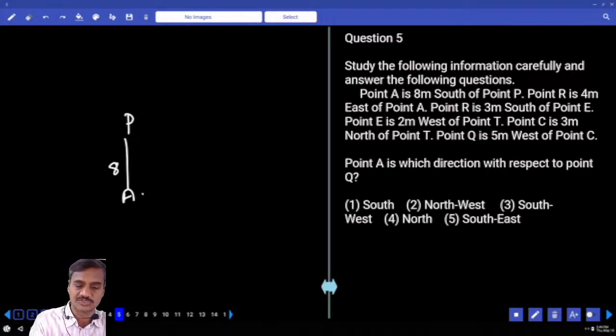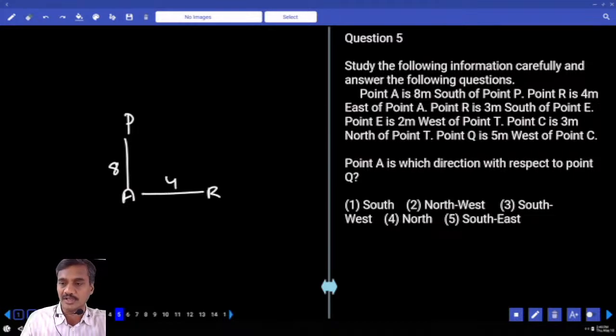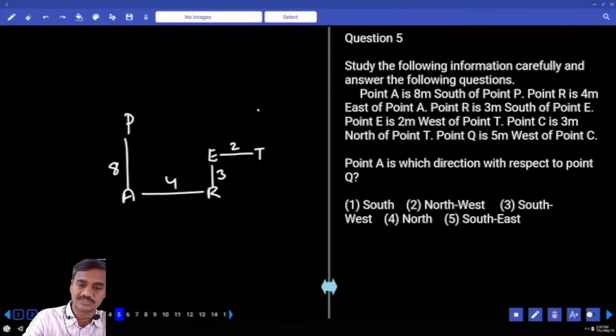R is 4 meters to the east of P. This is R, which is 4 meters to the east of P. And R is 3 meters to the south of P. This is E, and the distance between these 2 is 3 meters. E is 2 meters to the west of P. From here, E is 2 meters to the west of P. And C is 3 meters to the north of P. C is how many meters? 3 meters. C is 3 meters to the north of P.